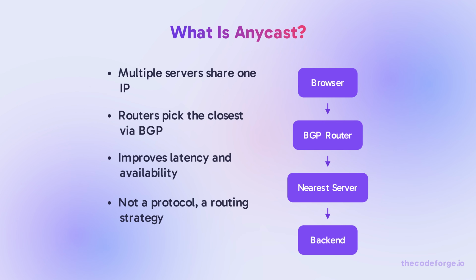Anycast lets you announce the same IP from multiple locations. The Internet's routing system sends each user to the closest server. It's like a chain of coffee shops with the same name. You go to the nearest one.